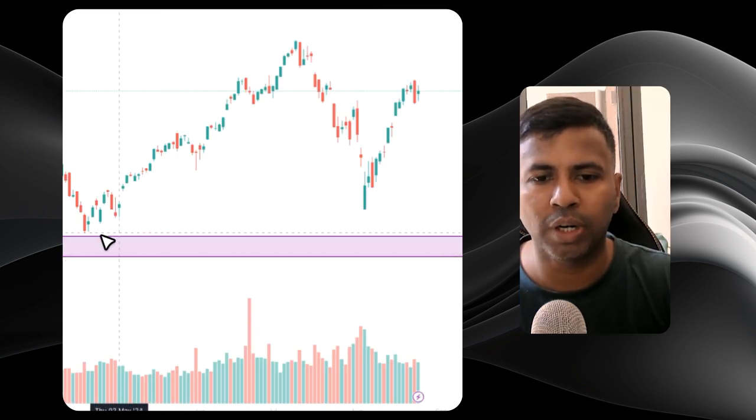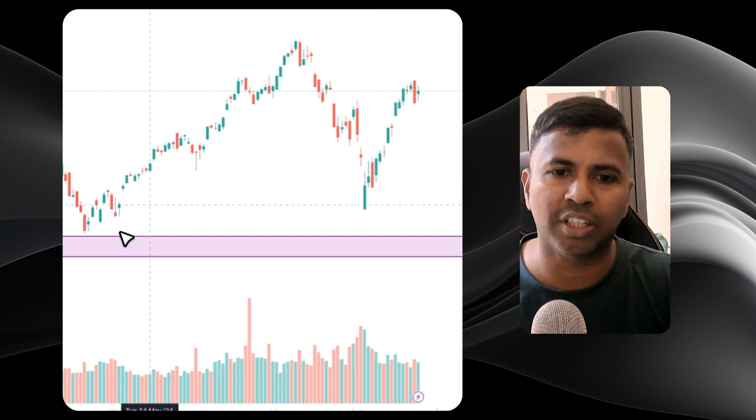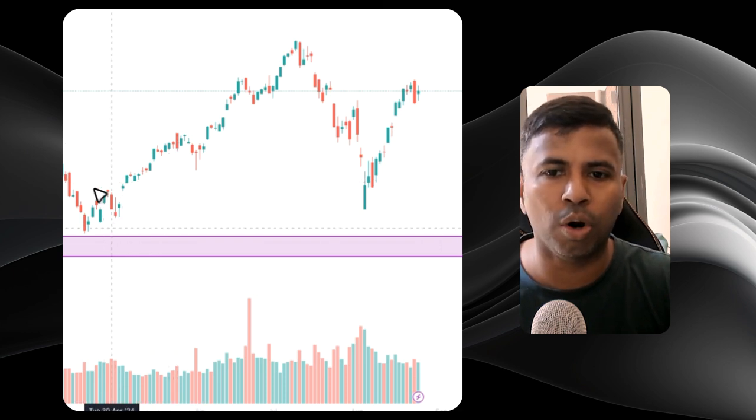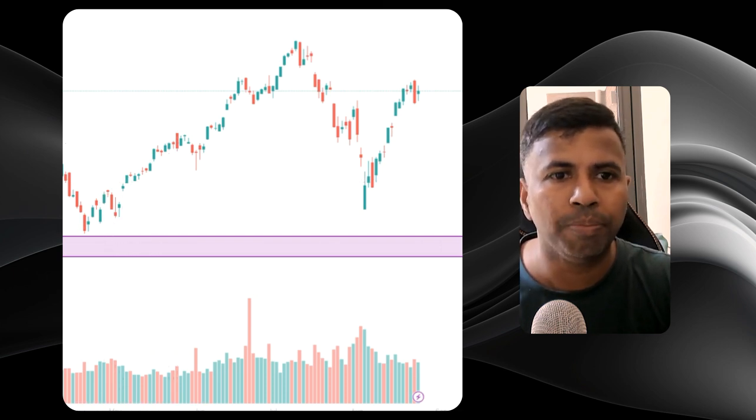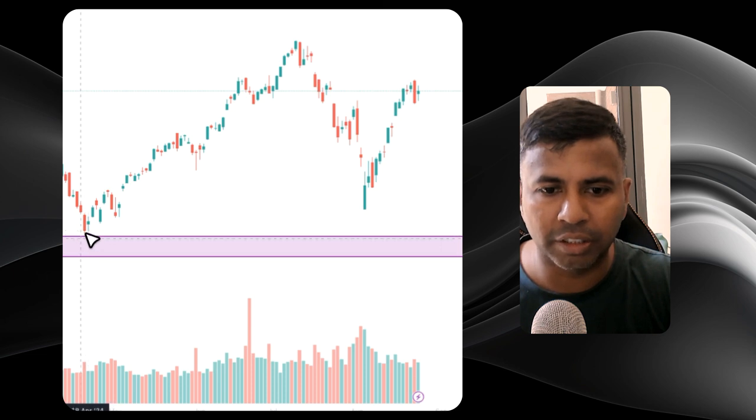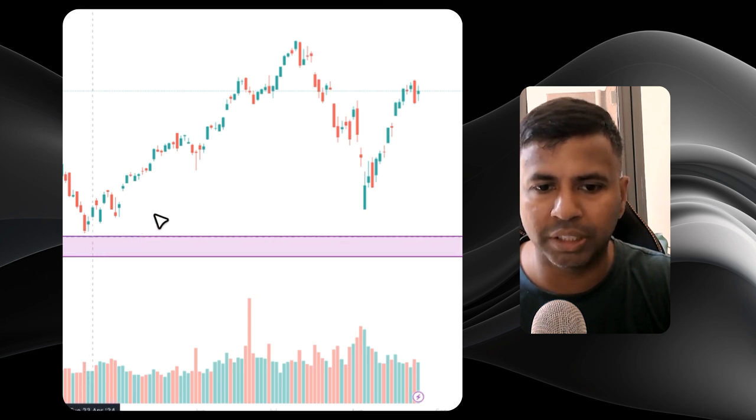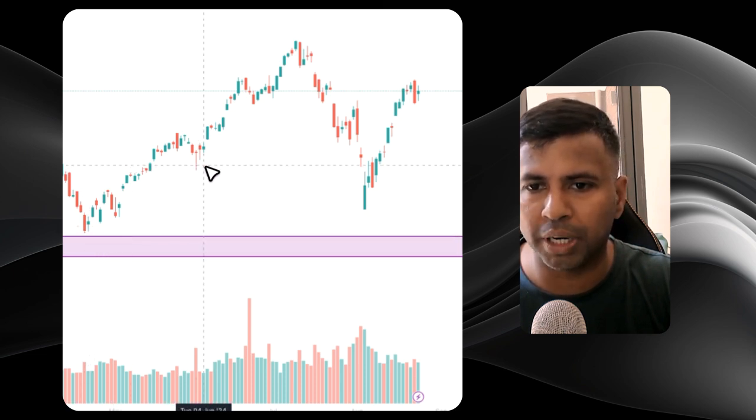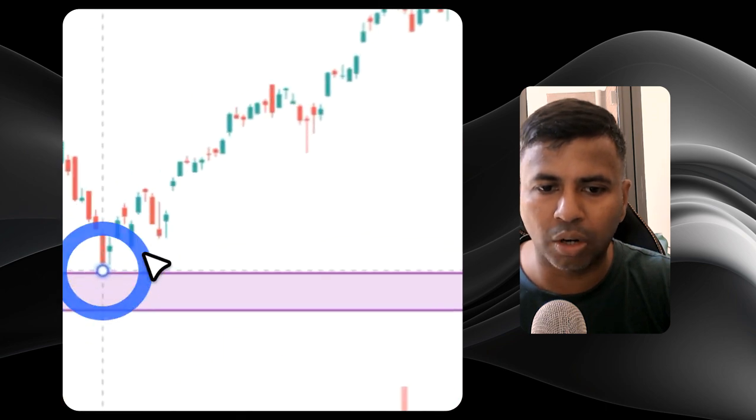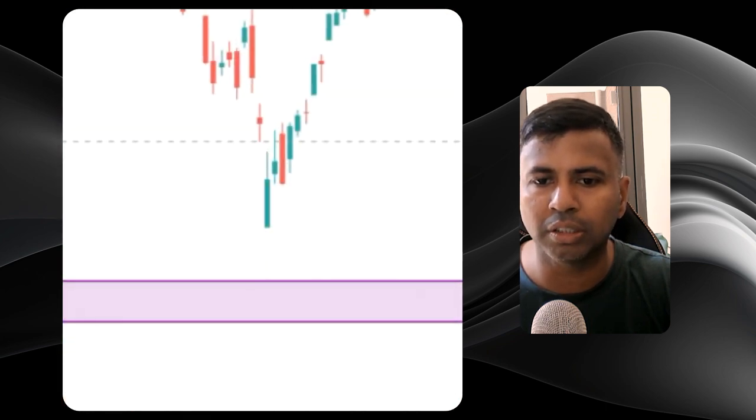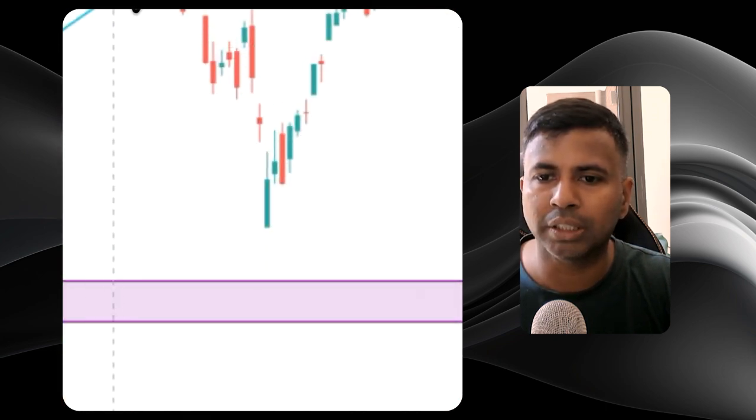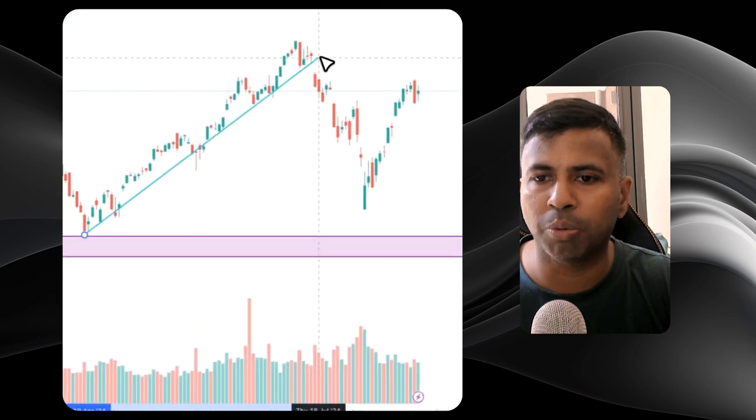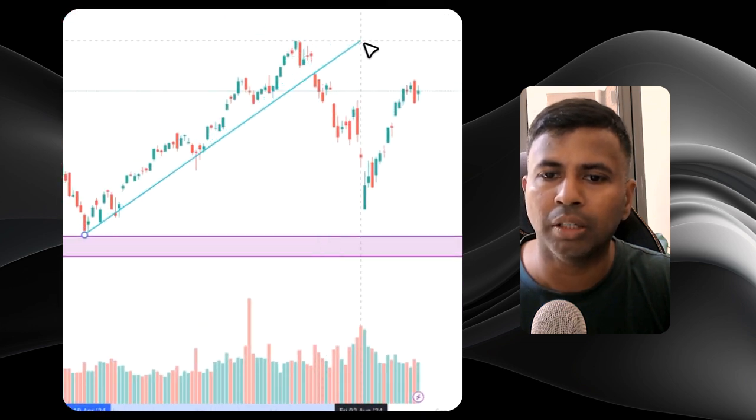Now I'll show you visually, using a software called TradingView, how we draw an uptrend. So we can see that this low is pretty significant, and this low has also been pretty significant. So we can draw a line connecting these 2 lows, and we can also extend it so that there are multiple touch points.